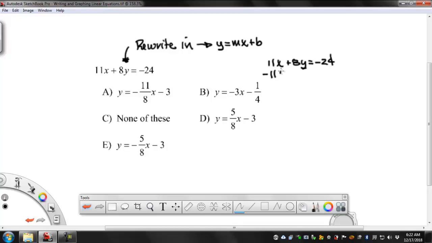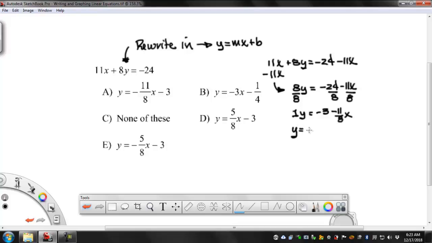And we'll subtract the x term from each side because the y has to be by itself. The 11x minus 11x goes to 0, so we end up with 8y equals negative 24 minus 11x. We'll divide each side by 8, and we have to divide everything by 8. If we do it to one thing, we have to do it to everything. 8 over 8 goes to 1, so I end up with 1y equals negative 24 divided by 8 gives me a negative 3, and then the 11 over 8x just stays just like it is.